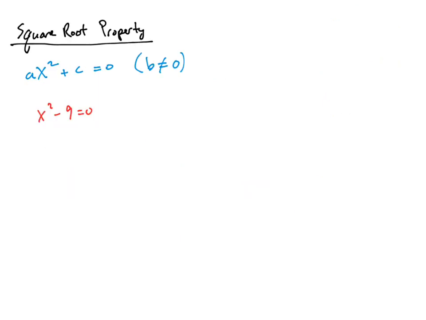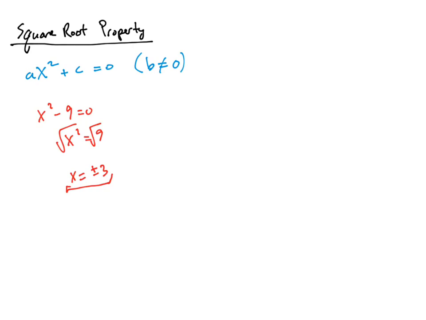So we can solve this by using the square root property if we isolate the x squared and then take the square root of both sides. What we get is x is equal to plus or minus 3 here. So we use the plus or minus here because we want all possible values that solve this equation, and both positive 3 and negative 3 solve this equation.